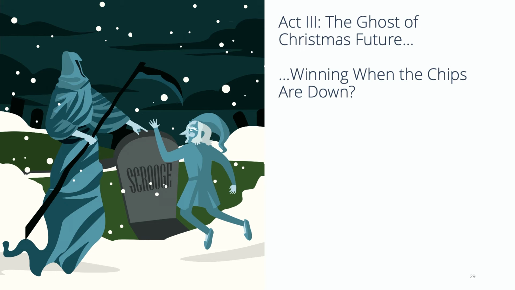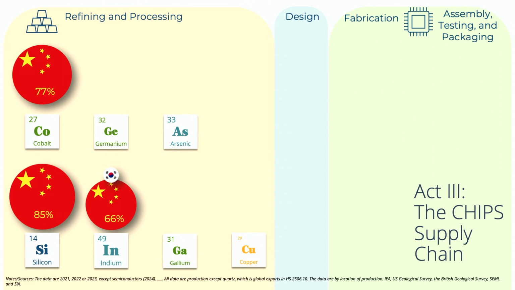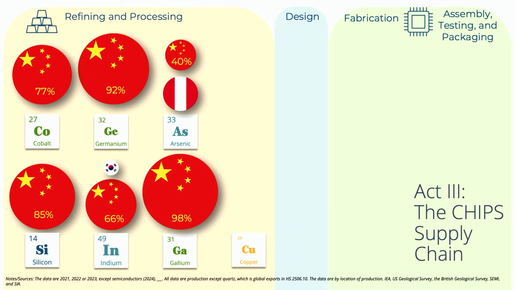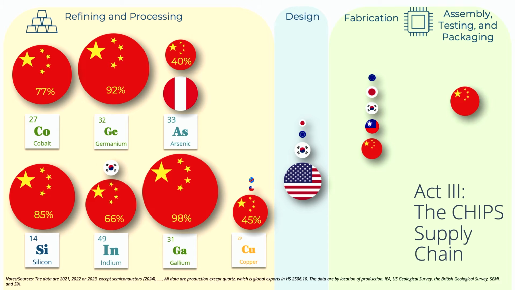All right, the ghost of Christmas future. Are we going to be able to win when the chips are down? The chips supply chain is a little bit different. It has three distinct layers: refining and processing, design, and then fabrication and assembly, testing, and packaging. Now, we see that there is actually some good news for the United States in the design area. We dominate there. We're the leader. And with Korea just behind us.